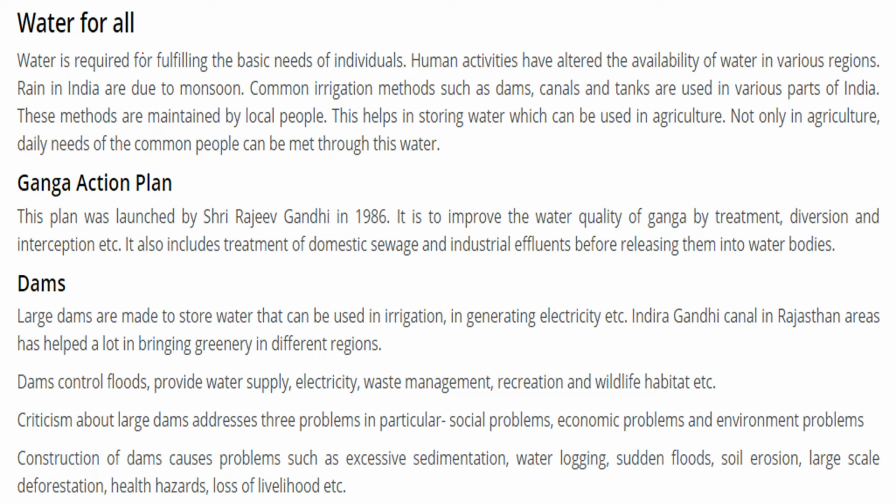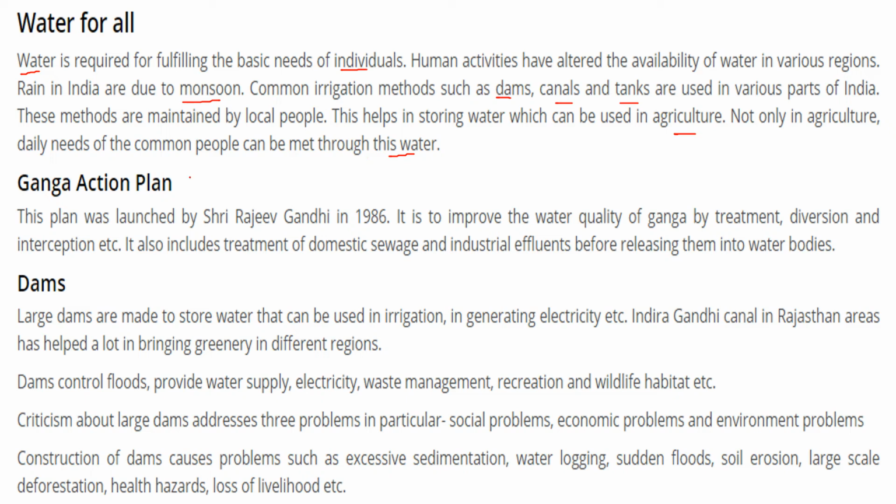Water for all. Water is everything for us. Water is required for fulfilling the needs of everybody, not just individuals, human or not human, but everyone. Human activities have altered the availability of water in various regions. For example, India is dependent on monsoon. So common irrigation methods like dams, canals, and tanks are used in various parts of India. These methods are maintained by local people. This helps in storing water which can be used in agriculture, and not only in agriculture, the daily needs of common people can also be met through this water.